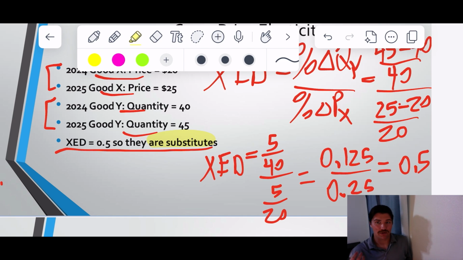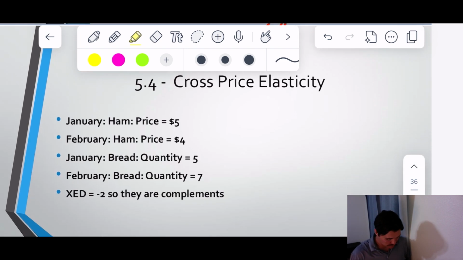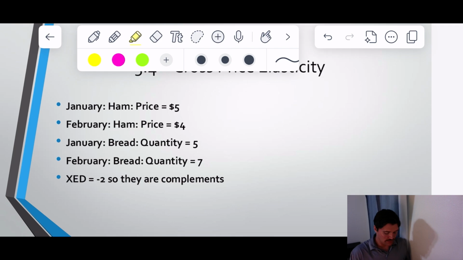Okay. The larger the number, the stronger the relationship. So if we got a calculation of 5 between good A and B, we would say good A and B are stronger substitutes than X and Y because of the larger number. All right. Now let's look at another example here. We'll look at ham and bread. So your first instinct is like they're complements, right? So let's actually do the calculation.